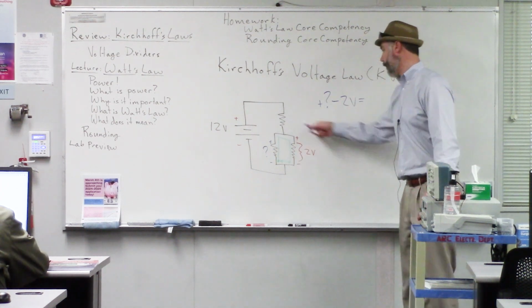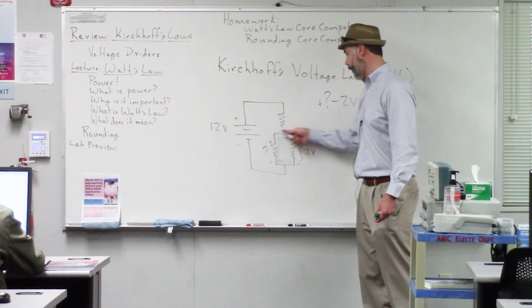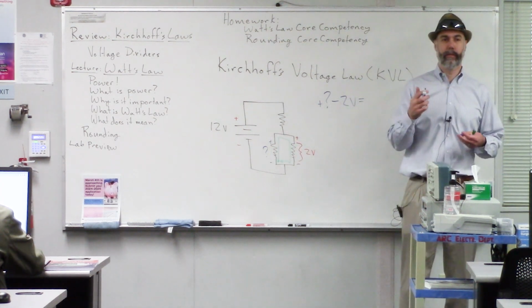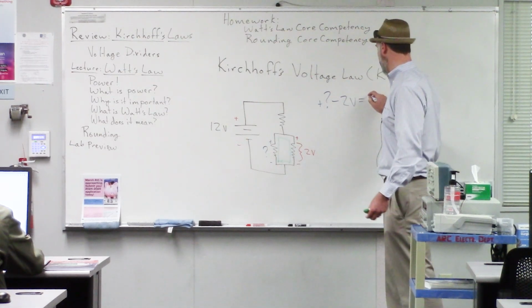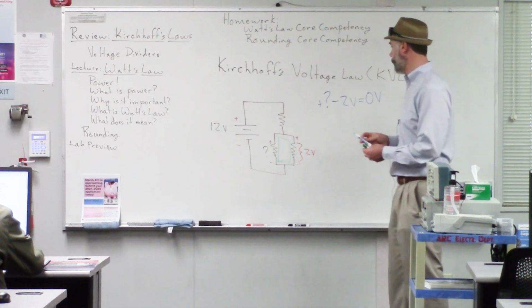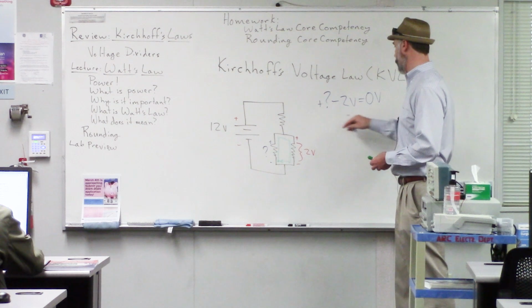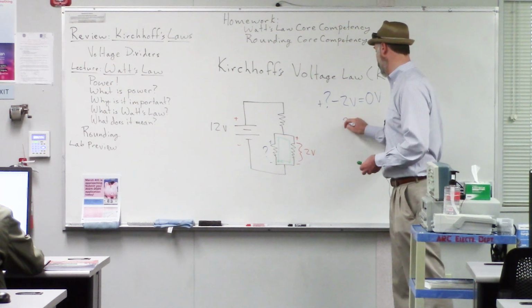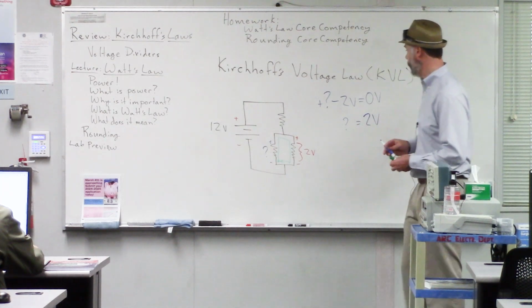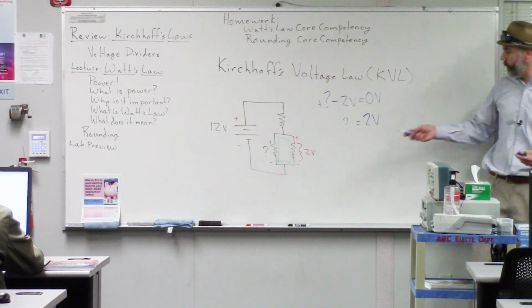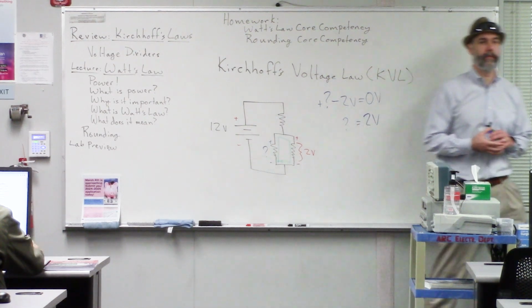And then what does that equal? What does Kirchhoff's voltage law say that all the voltages have to add up to? Yeah, 0. So if we add those together, they have to be equal to 0 volts. Okay? So something minus 2 volts equals 0 volts. So this unknown voltage has to be 2 volts. Okay? So we could use that to figure out that voltage. Any questions about that?